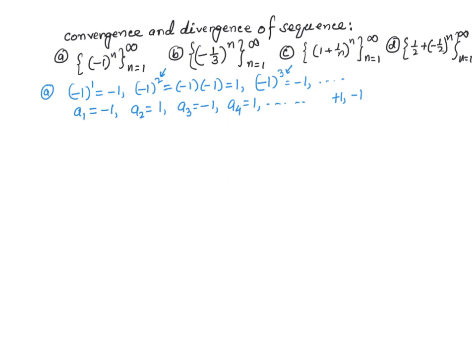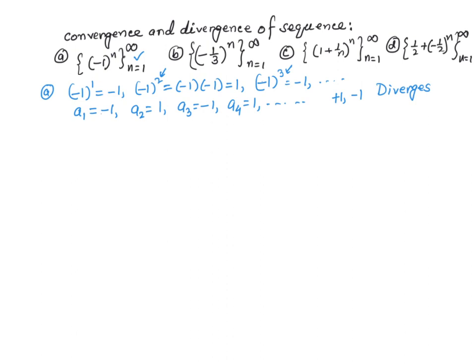So it really doesn't settle down anywhere. The sequence does not go towards positive infinity or negative infinity, but it fluctuates. Therefore, this sequence does not converge. That means this one diverges.